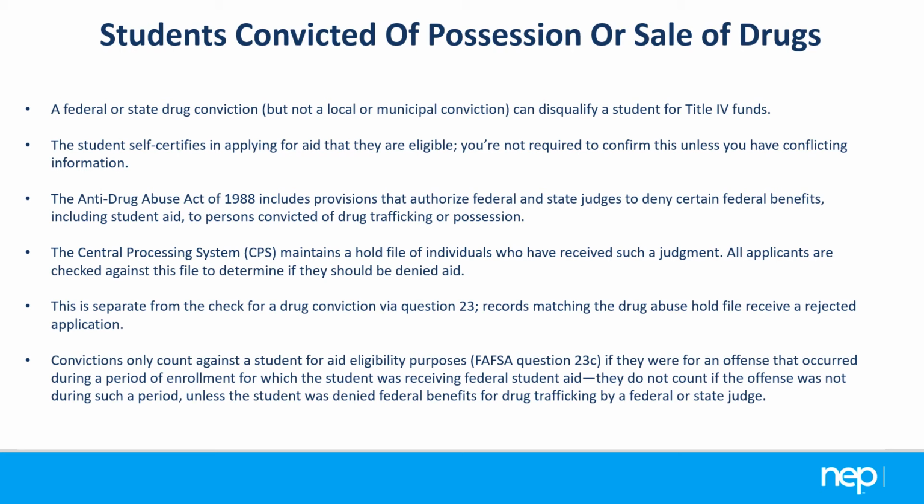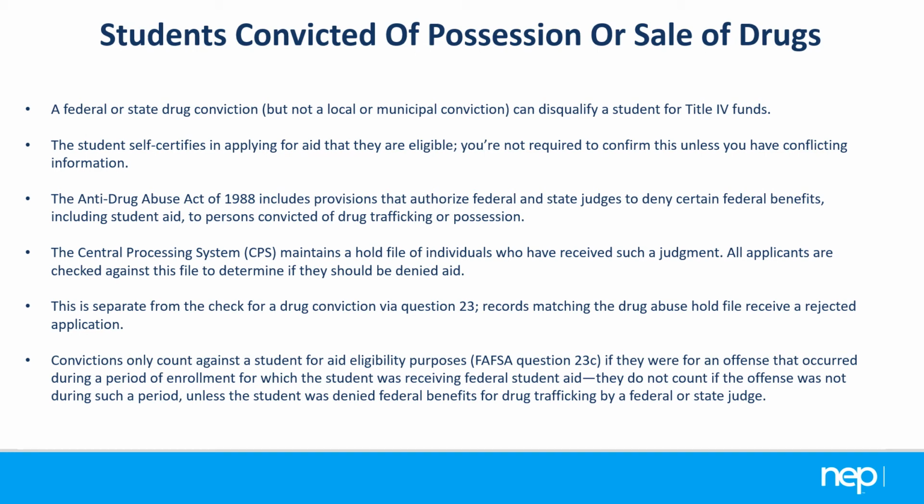CPS maintains a hold of individuals who have received such a judgment. All applicants are checked against this file to determine if they should be denied aid. This is separate from the check for a drug conviction via Question 23. Records matching the drug abuse hold file receive a rejected application.